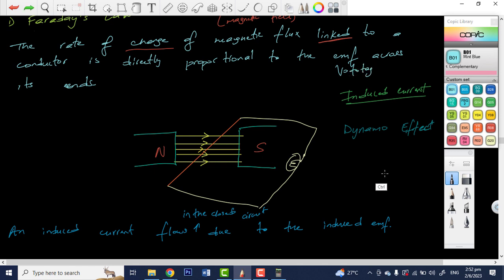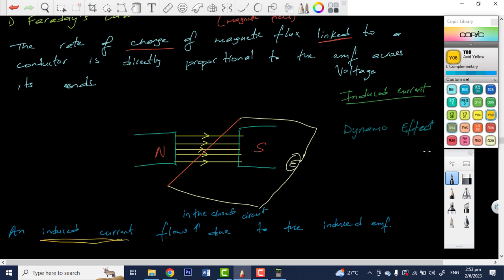So, in simple terms, right? But the physicists, we tend to differentiate EMF and PD and voltage. We tend to give them different definitions. All right, so an induced current will flow due to the induced EMF. Now, we want to talk about that induced current.